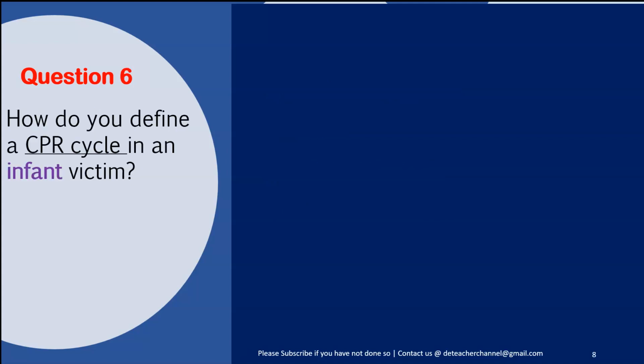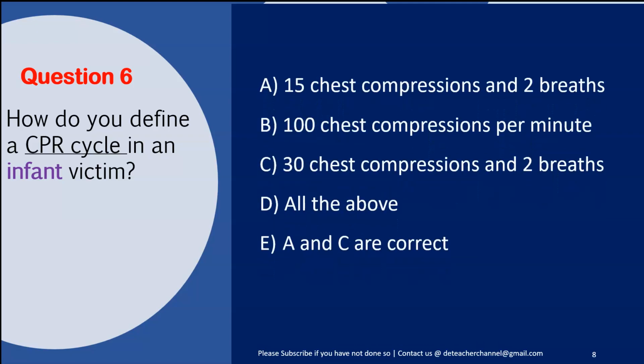Question 6. How do you define a CPR cycle in an infant victim? A, 15 chest compressions and 2 breaths. B, 100 chest compressions per minute. C, 30 chest compressions and 2 breaths. D, all the above. E, A and C are correct.